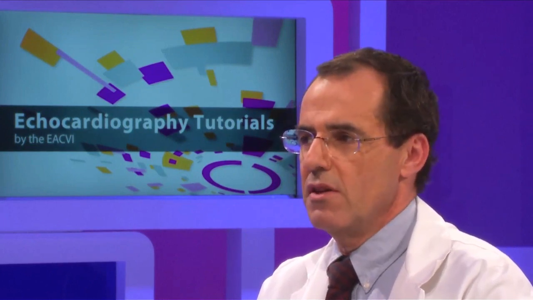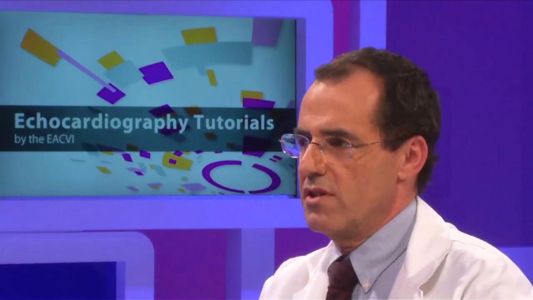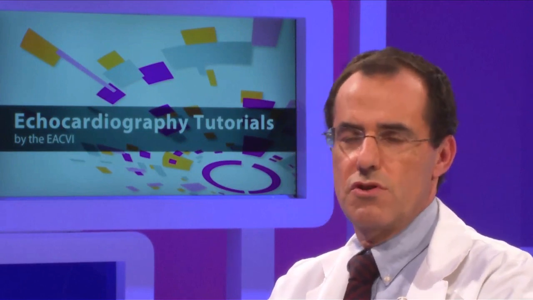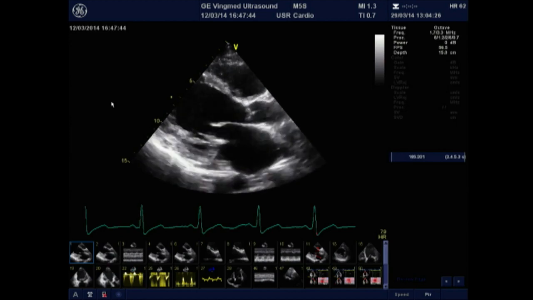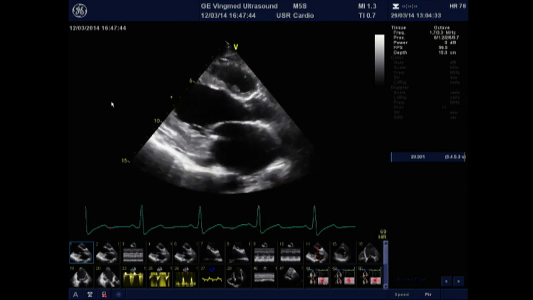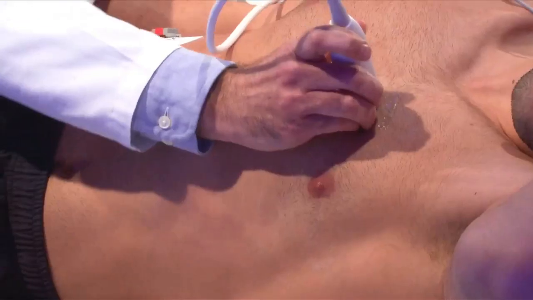What we are going to do now is to learn how to perform an echo in a patient with dilated cardiomyopathy. This patient has a heavy cardiac past history: he has coronary artery disease, he had a myocardial infarction, he was submitted to CABG and also, during that surgery, to mitral valve and tricuspid valve plasty, but his heart is like you are going to see.